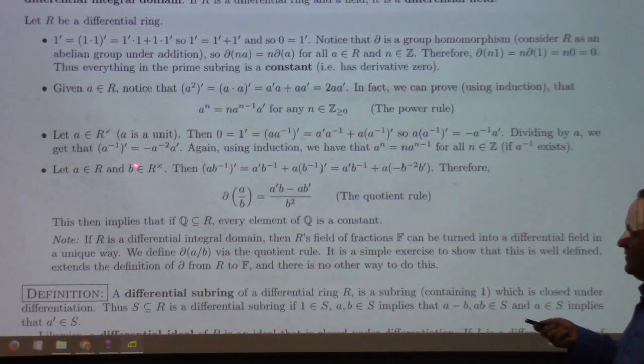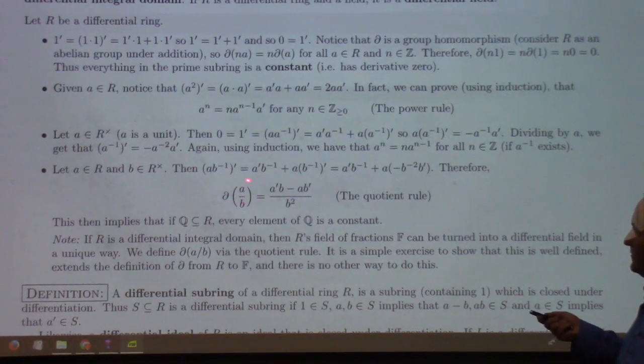A and B, B has a unit, right? Then this is like the derivative of A over B. So next up, he derives the quotient rule just using the derivation, right? So we have a quotient rule like that.